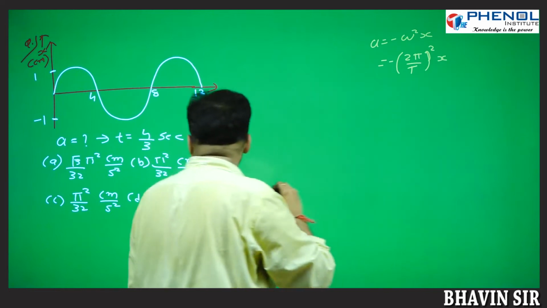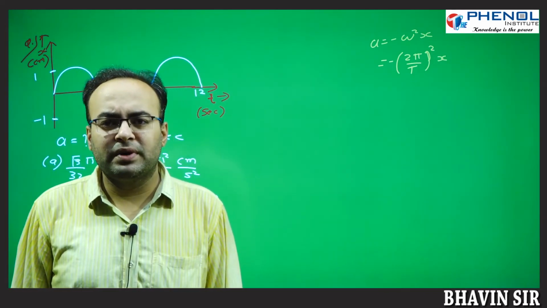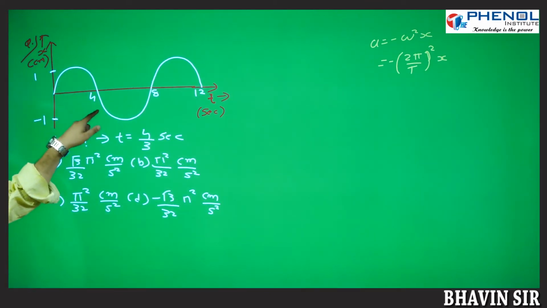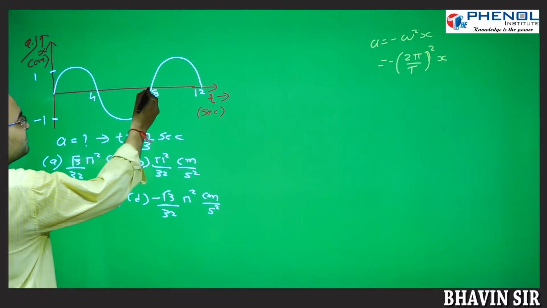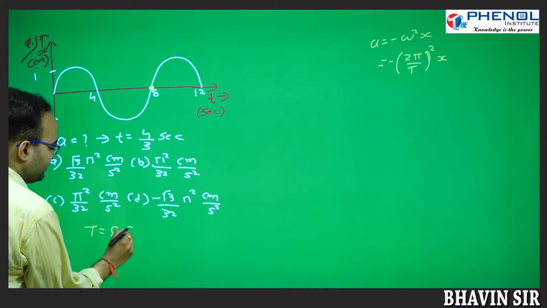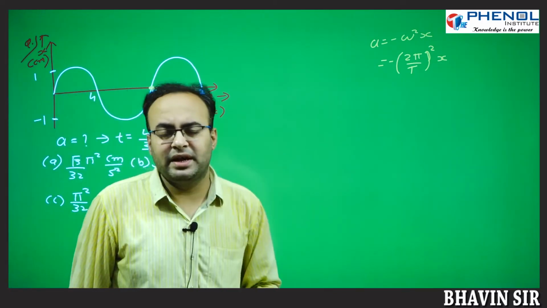And students, we know the time period. Time period means the time required to complete one oscillation. So see students, the oscillation is complete in 8 seconds. In how many seconds does the oscillation complete? 8 seconds. So we know the time period is 8 seconds.